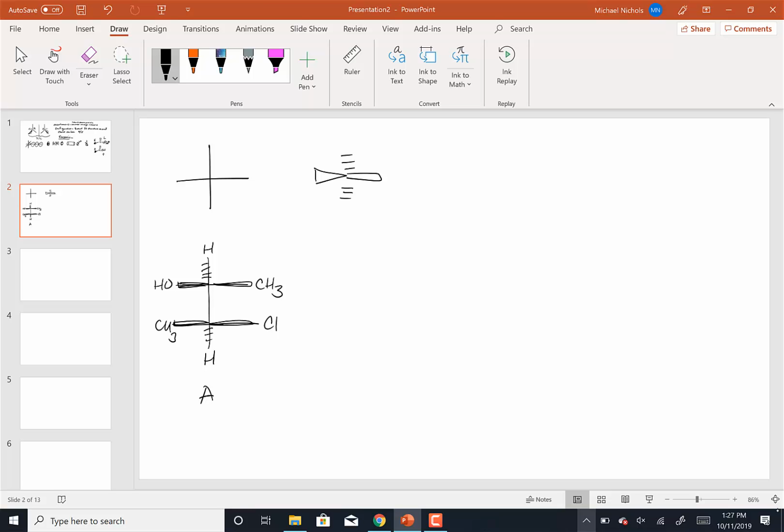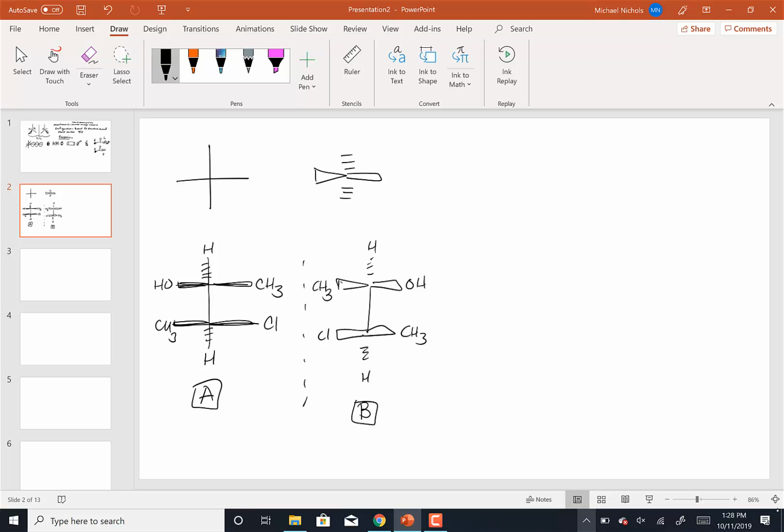Now, can we write its mirror image? Sure. Mirror plane, blank structure, that would be the mirror image. And now we just draw the mirror image. The methyl group that's on the right now goes on the left, the OH on the right, the H, the Cl, the CH3, and the H. So here's molecule B. A and B are mirror image isomers.